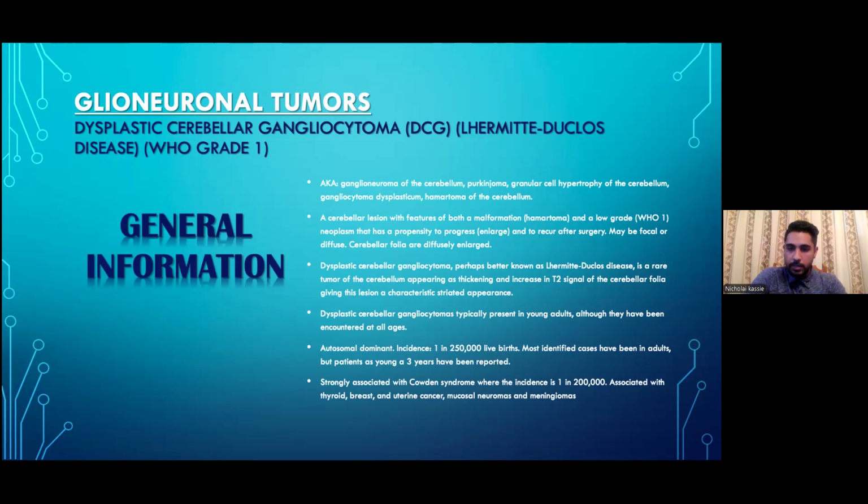The DCG typically presents in young adults, although they have been encountered at all ages. They are autosomal dominant with incidence rates of 1 in about 250,000 live births. Most identified cases have been in adults, but patients as young as 3 years have been reported. Strongly associated with Cowden's syndrome, where the incidence is 1 in 200,000, associated with thyroid, breast, and uterine cancer, mucosal neuromas, and meningiomas.